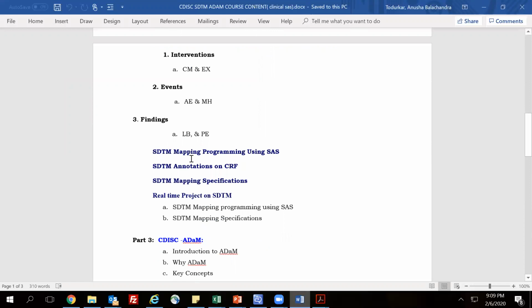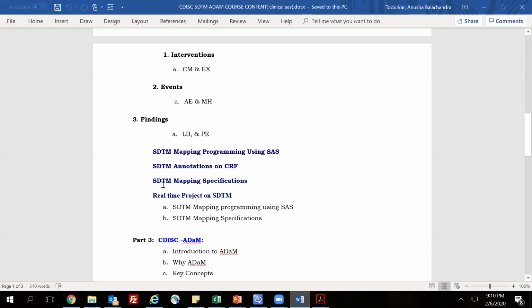Okay. So what is SDTM mapping? How do we use SAS in SDTM, like to write a program? As you all know, SAS is a programming language. So how do we implement that programming language on our clinical side? That is what I'll be teaching here. And then SDTM annotations on CRF. So I'll be showing in detail what a CRF is, how we do it and all that.